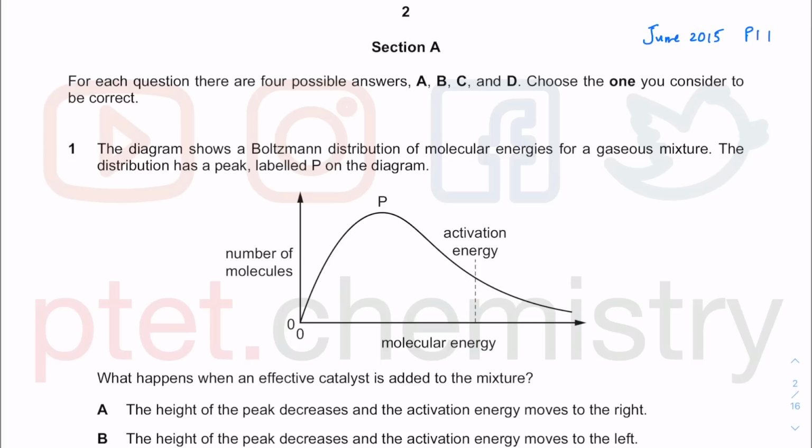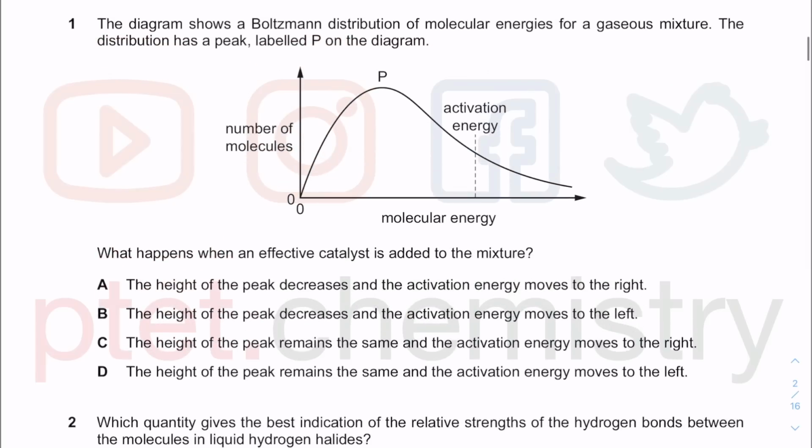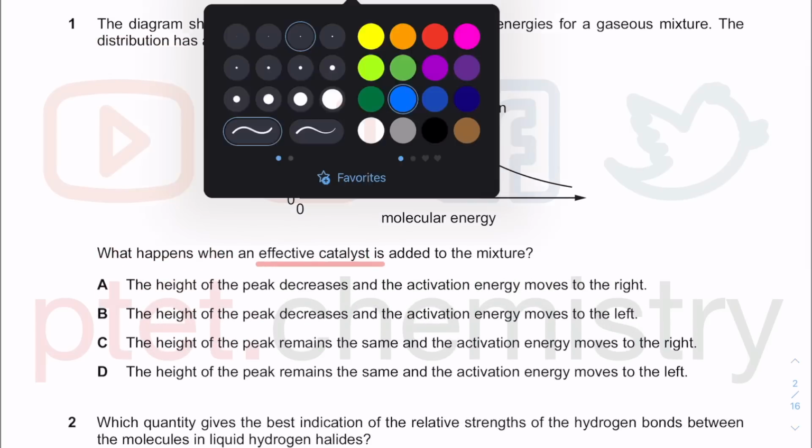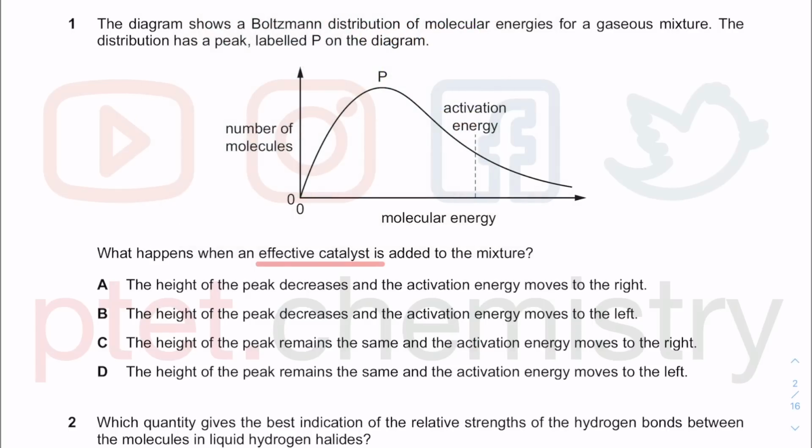In this first question, we have a Boltzmann distribution. So it shows the distribution of energy. These are the number of molecules and these are the energy for that particular number of molecules. And we have this particular line here called activation energy, which is the minimum energy that reacting particles must have before they can undergo reaction. When you use a catalyst, how is the graph going to change? How is the Boltzmann distribution going to change when you use a catalyst?